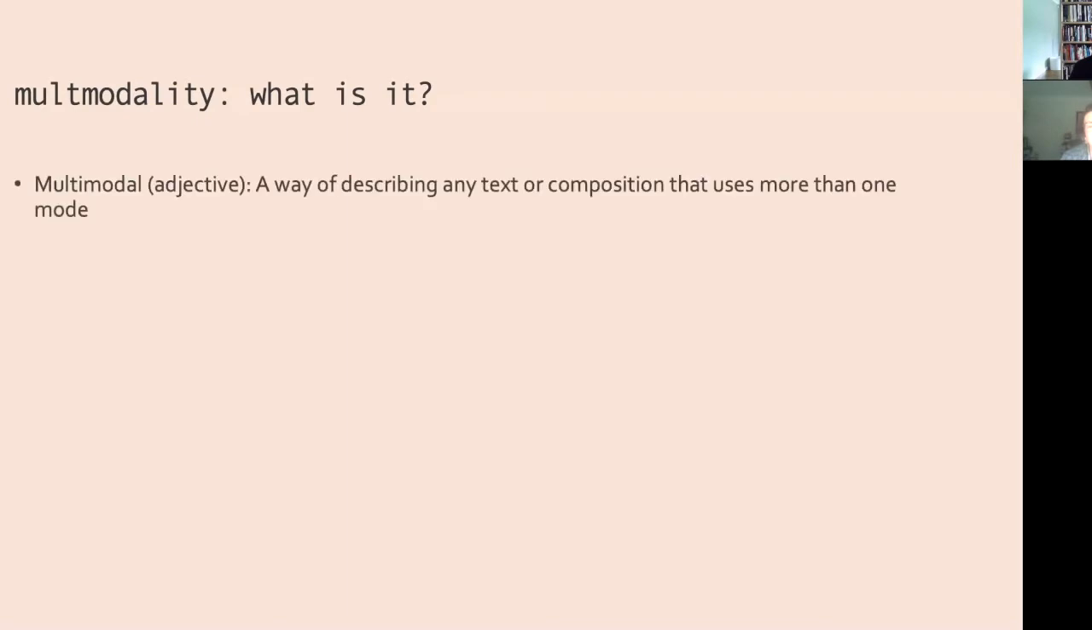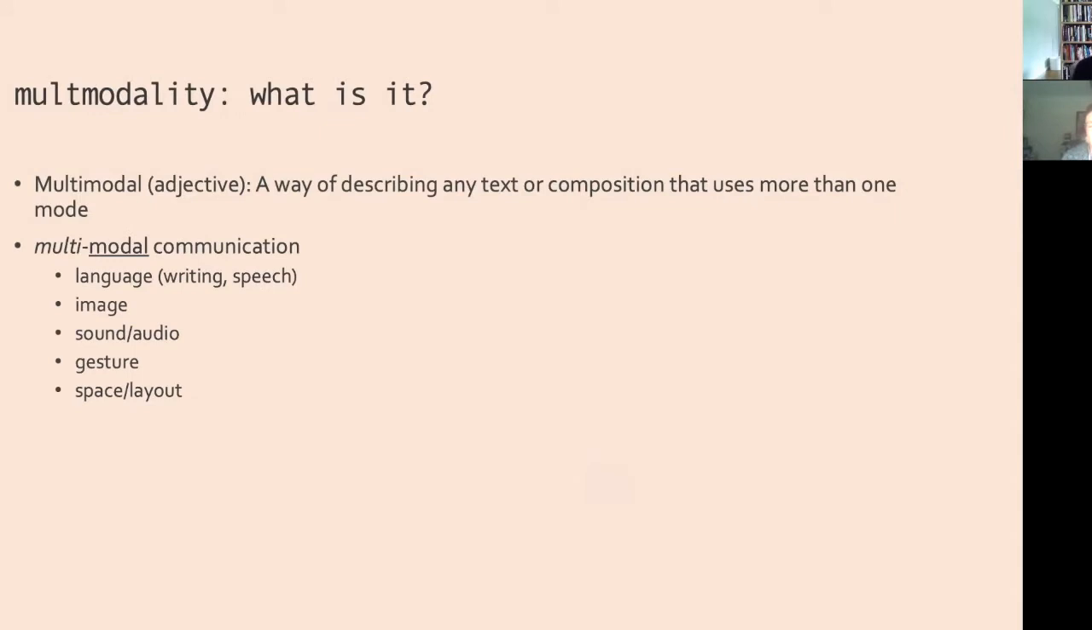So in terms of this idea of multimodality, we might begin with what it is and how we might sort of understand it. So at one level, I should say, the adjective multimodal is a way of describing any text or composition that uses more than one mode. Now, that might seem reasonably self-evident, but as soon as we ask ourselves a question about what a mode is, then things might get a little bit more complicated. So obviously a multi-mode is more than one mode, but modes are not so simple and straightforward.